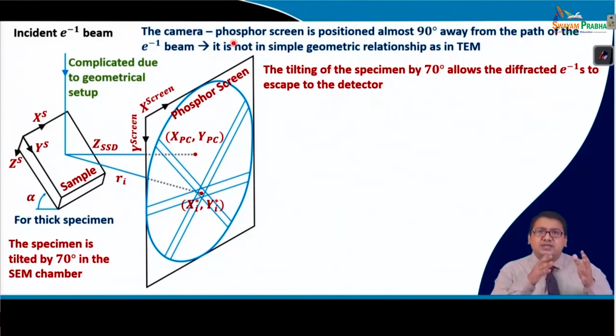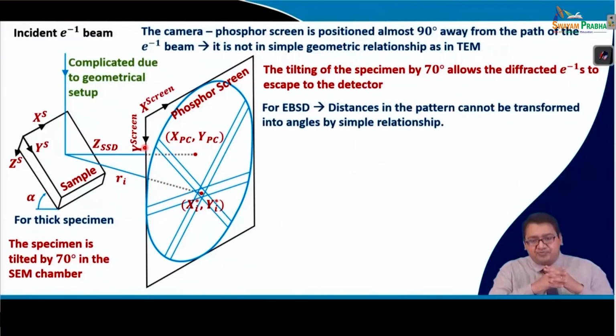Now, why do we do the tilting? If we do the tilting at 70 degree, it helps the electron beam to diffract, and it goes directly to the detector which is placed vertically in this case. Now, in case of EBSD, the distances in the pattern cannot be transformed into angles by a simple relationship, and that is what I said earlier because of the complex geometry.